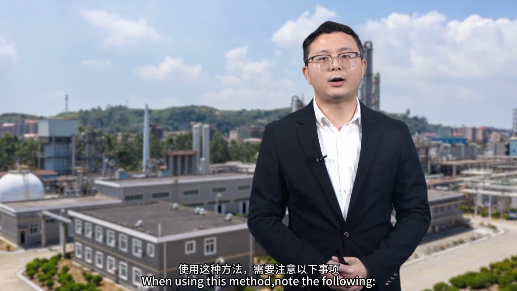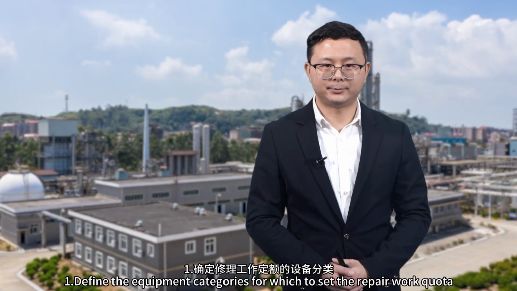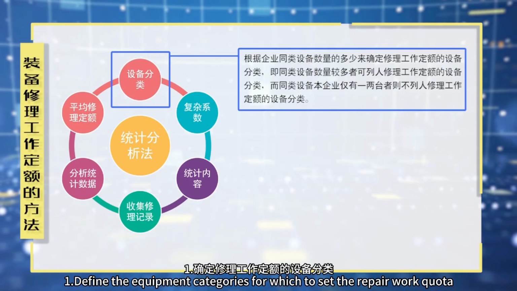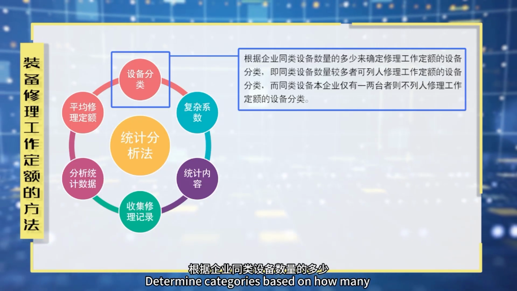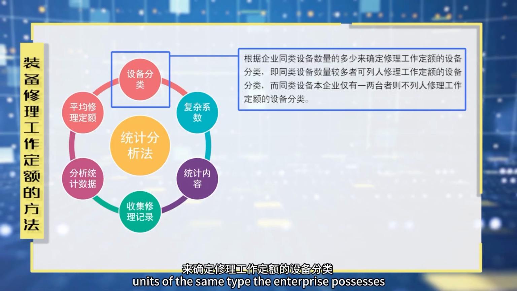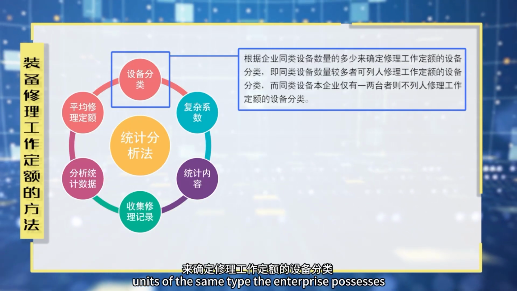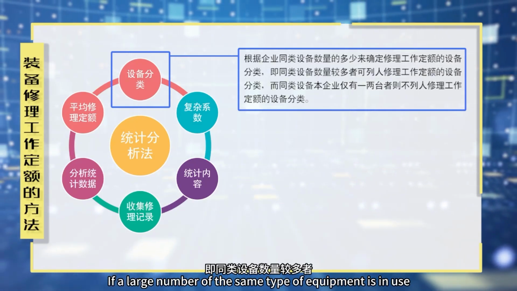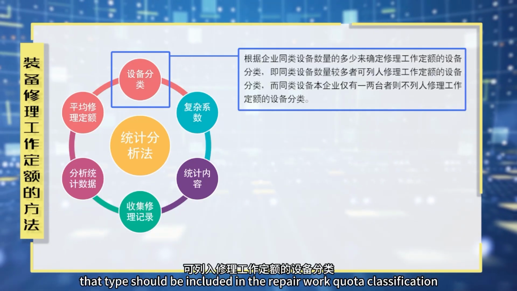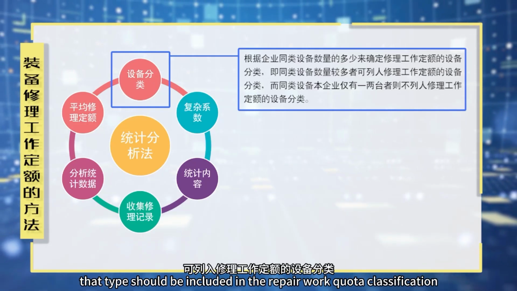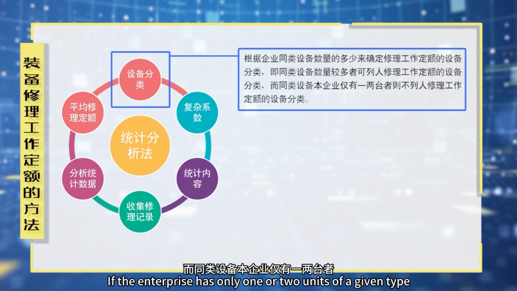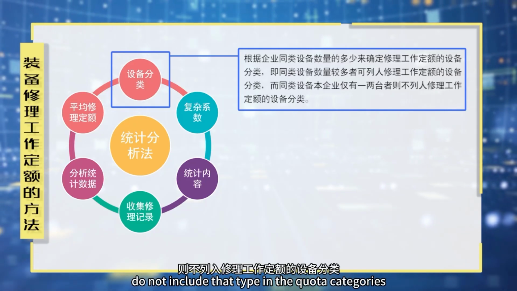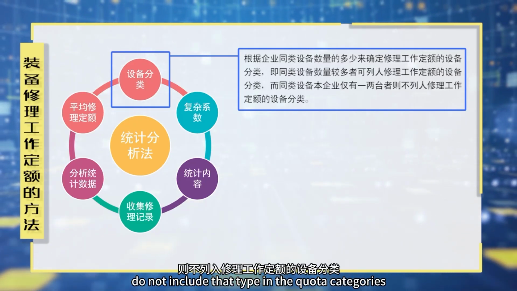When using this method, note the following. First, define the equipment categories for which to set the repair work quota. Determine categories based on how many units of the same type the enterprise possesses. If a large number of the same type of equipment is in use, that type should be included in the repair work quota classification. If the enterprise has only 1 or 2 units of a given type, do not include that type in the quota categories.